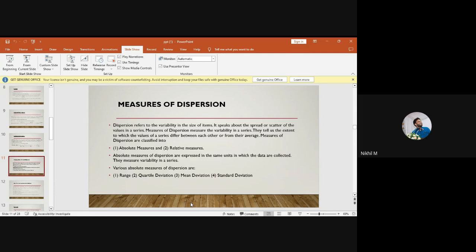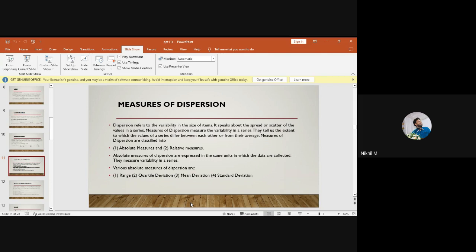Next, we move to the next area, measures of dispersion, also known as measures of variability. Dispersion refers to the variability in the size of items. It speaks about the spread or scatter of the values in a series. So measures of dispersion measure variability in a series.